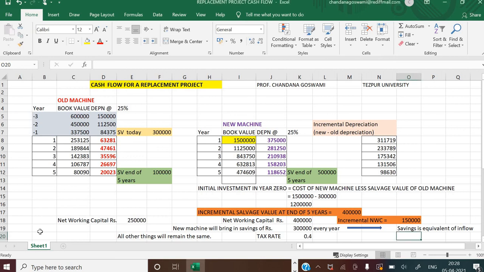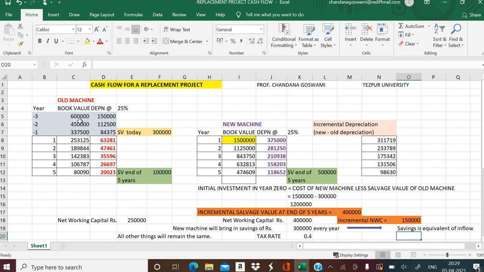Hello everybody. Today we are going to discuss how to prepare a cash flow for the replacement project. So the scene here is that you have an existing machine and you are proposing to replace it with a new machine. Now this old machine was bought 3 years ago, and at that time you had bought it at a price of 6 lakhs.